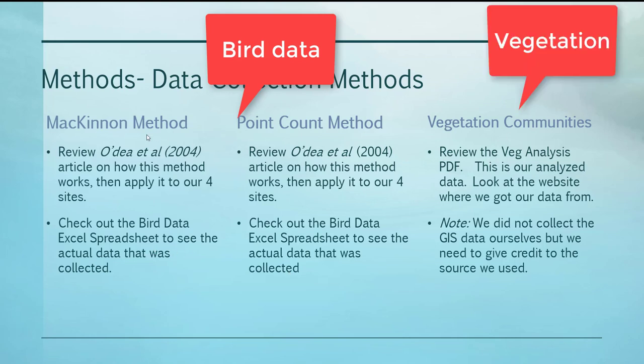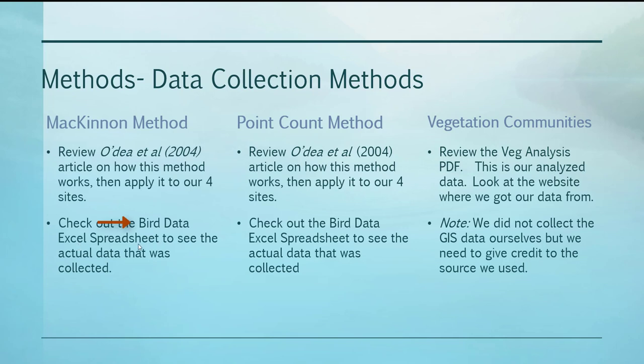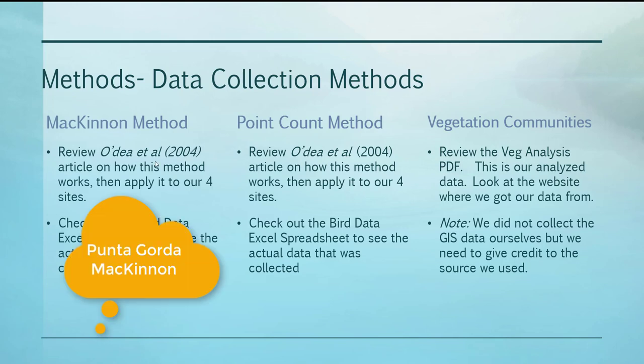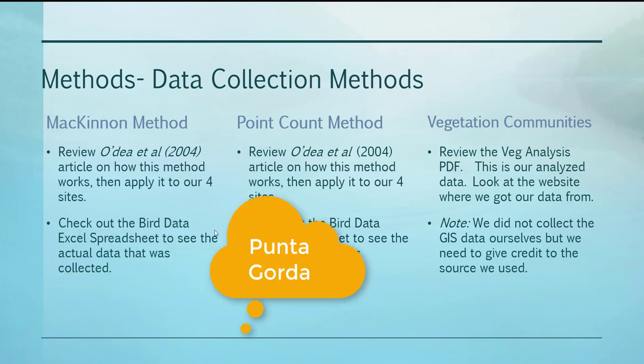So our McCannon method and point count method are 2 data sets, and you can actually see the raw data found in the bird data Excel spreadsheet. So you'll see at the bottom of the Excel spreadsheet, when you open it up, there's tabs for each of the sites. So there's a tab that says Punta Gorda McCannon, so that's the McCannon data, and then just Punta Gorda, that's the point count data. So both of those data sets have been uploaded into Excel.